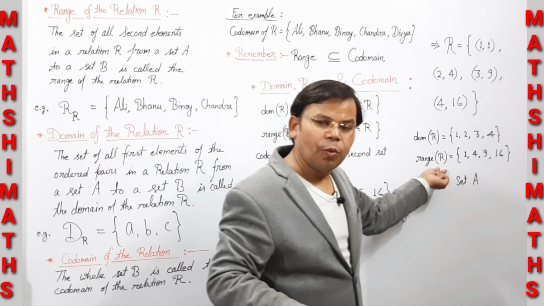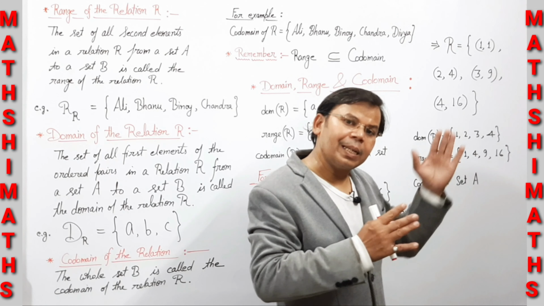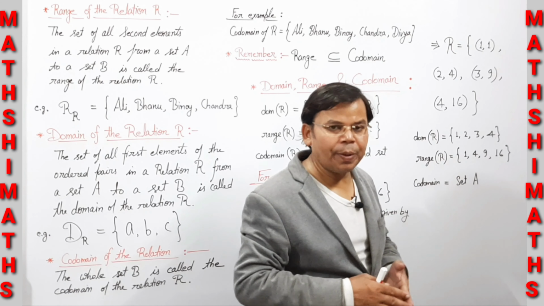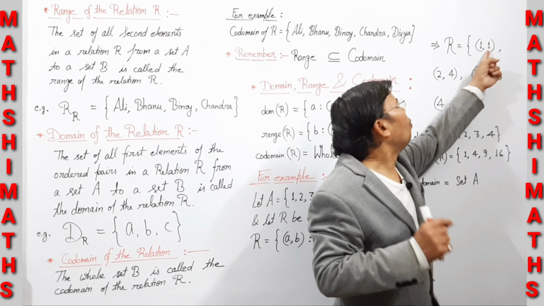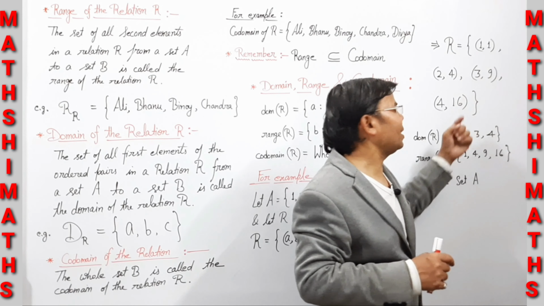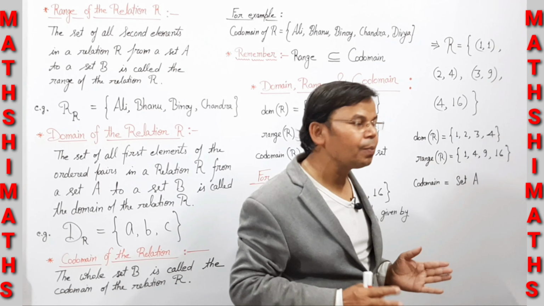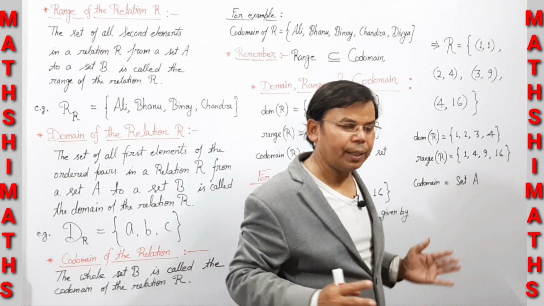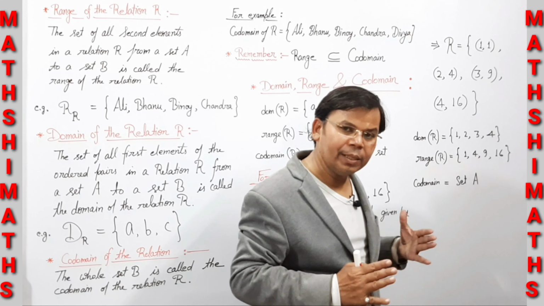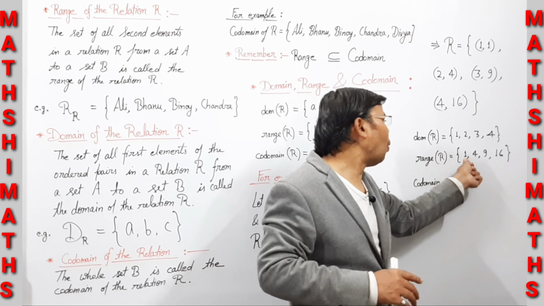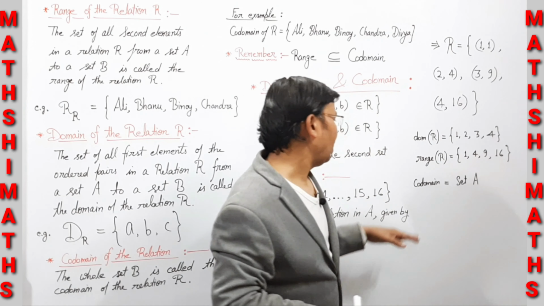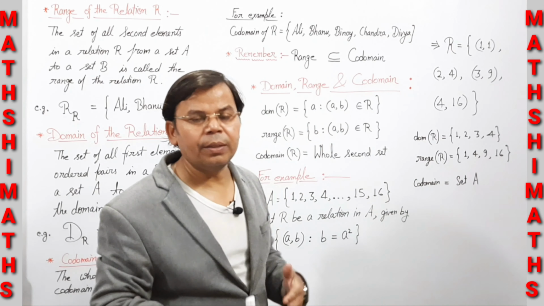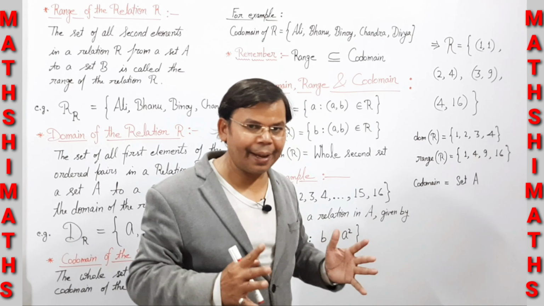Range of relation R, we know that range is the second element in the ordered pairs of the relation R. And we see that 1, 4, 9 and 16 are the second elements in the ordered pairs. Hence, all the elements of the range of the relation are 1, 4, 9, 16. And codomain is the whole set A.